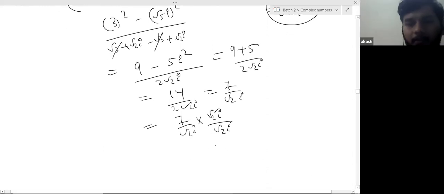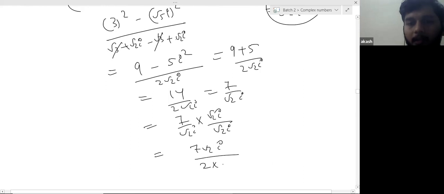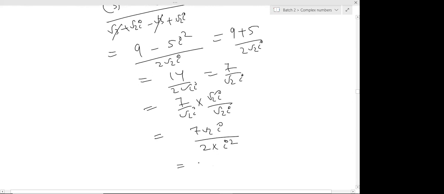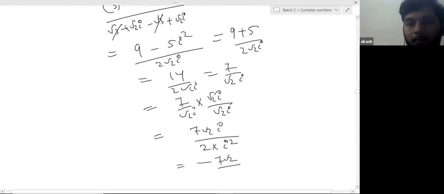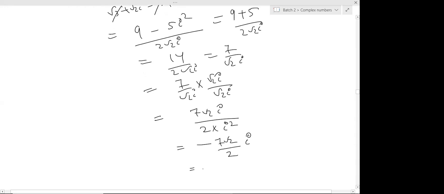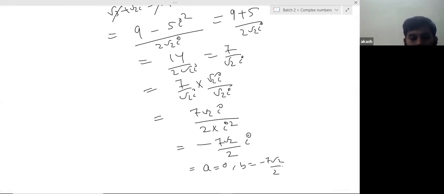Or you can just multiply i also. No problem there also. So 7 root 2 i upon root 2 square into i square, minus 2. So this is minus 7 root 2 i upon 2. Right? This is your answer. So a equals 0, b equals minus 7 root 2 upon 2. Clear?